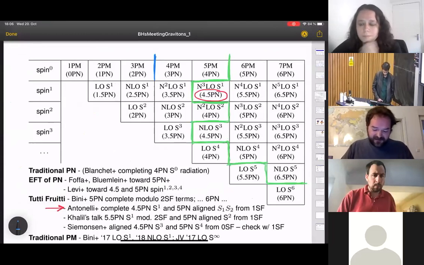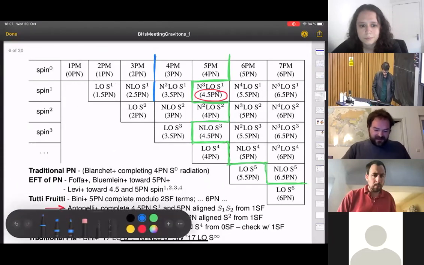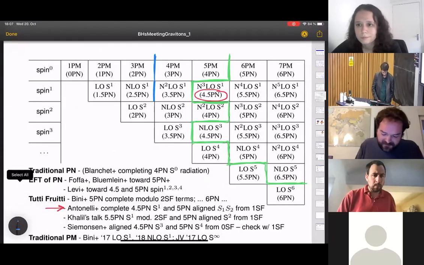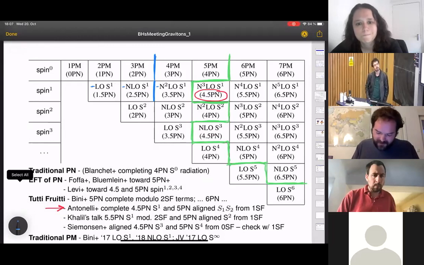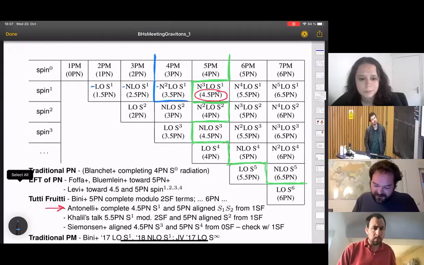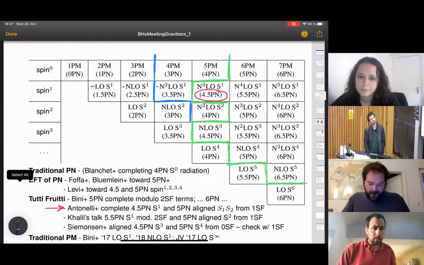And even at linear order in spin, there is no... So for example, for spin-orbit or linear in spin, this would be tree, this would be one loop, this would be two loop. Two loop is not done yet. For spin squared, tree and one loop are done. And then for the rest of it, I'm going to say it follows the green line.